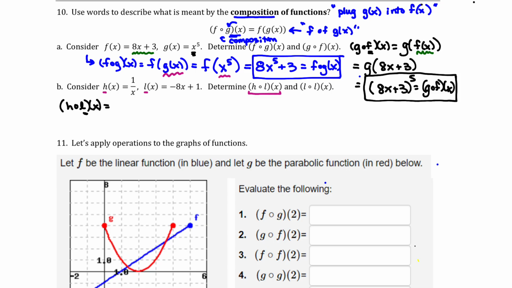The L is closer to the x. So what we're doing is we're plugging the function L of x into h. So where is L of x? Here's L of x, and I want to plug that into h. So I'm going to plug into h the entire function, negative 8x plus 1. And that's going to get plugged into h, but h is 1 over x. And so can you see that h of negative 8x plus 1 is just 1 over negative 8x plus 1. And this would be h composed with L of x.